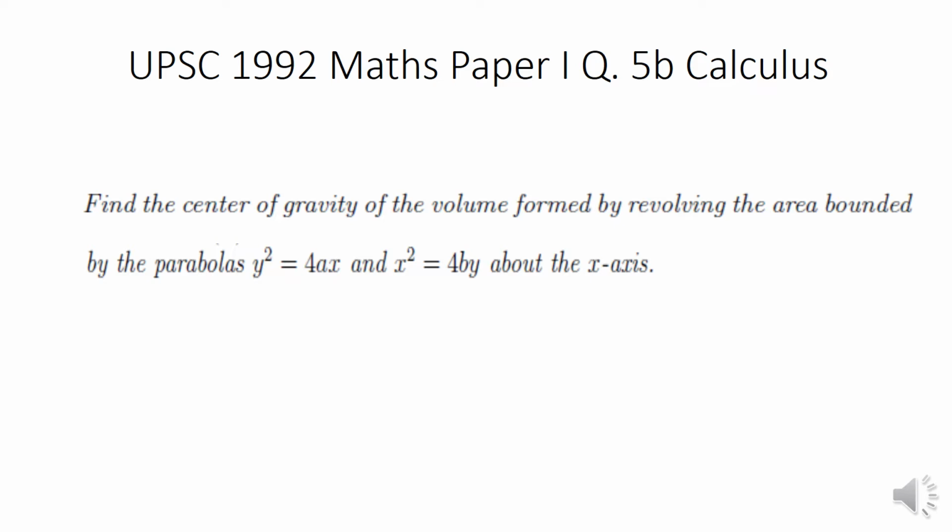In this video I will discuss question number 5B of Mathematics Optional Paper 1 of UPSC 1992. This question is related to calculus. Find the center of gravity of the volume formed by revolving the area bounded by the parabolas y squared equals 4ax and x squared equals 4by about the x-axis.